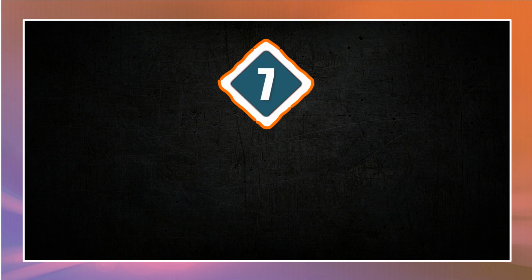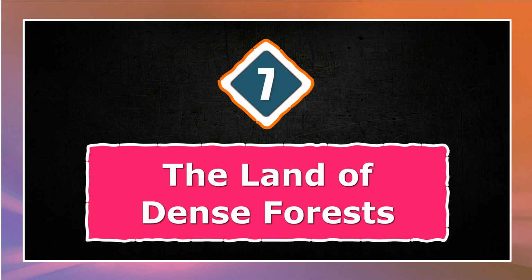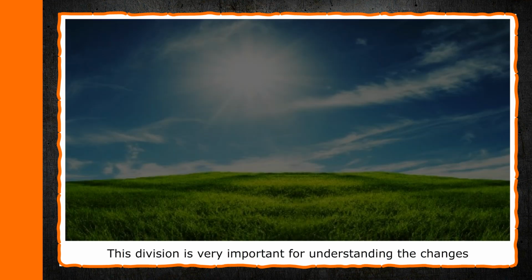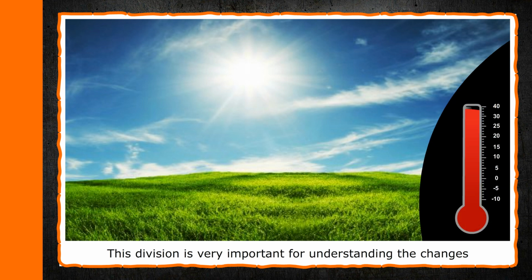Chapter 7. The Land of Dense Forests. As we studied in the earlier chapters, the equator divides the earth into two halves. This division is very important for understanding the changes in climatic conditions, vegetation, marine life, wildlife, and human inhabitation in various parts of the earth.